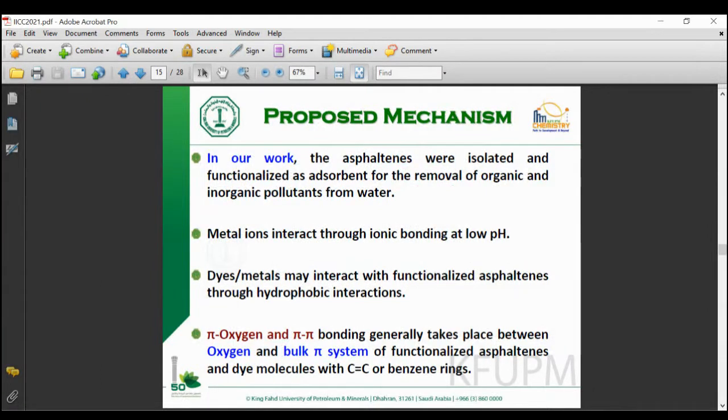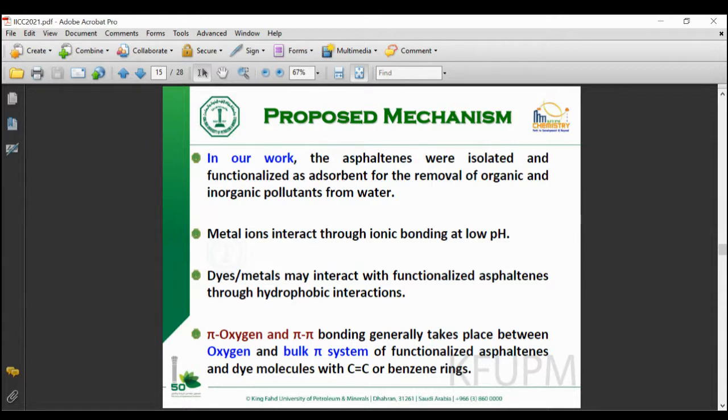So ultimately, in our work, we isolated these asphaltenes from the high volume fractions of the crude oil, and then we tried to functionalize and oxidize it. As I said, initially I failed, but we used a mixture of acids, and it gave us a good result. First we characterized it, and after that it bore oxygen, and that helps to adsorb the metals and the dyes and the others.